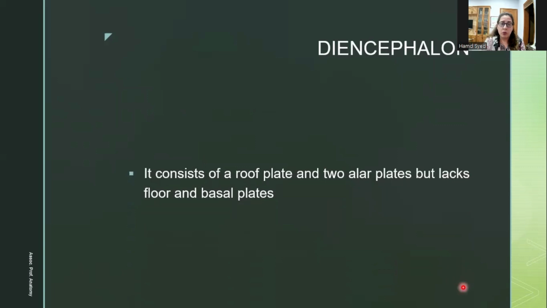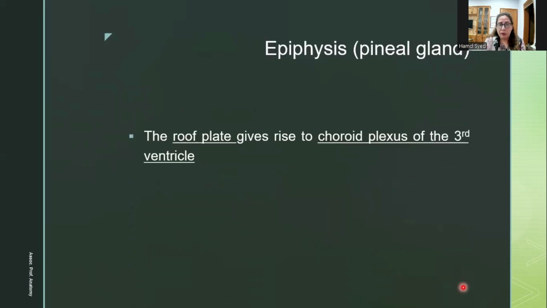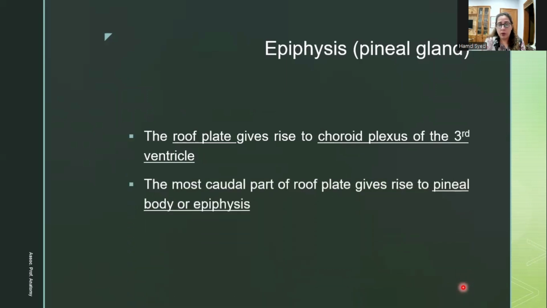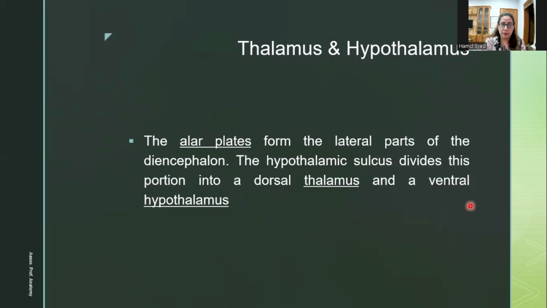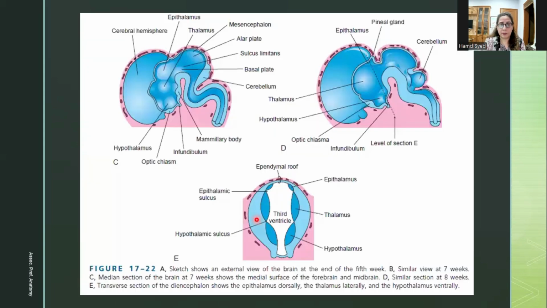Now, focusing on the diencephalon, it consists of a roof plate and two alar plates, but keep in mind it lacks the floor and the basal plates. The roof plate itself will form the choroid plexus of the third ventricle, whereas the most caudal part of the roof plate is going to give rise to the pineal body, also known as the epiphysis. Whereas the alar plates are going to form the lateral parts of the diencephalon. And the hypothalamic sulcus divides this portion into a dorsal thalamus and a ventral hypothalamus.